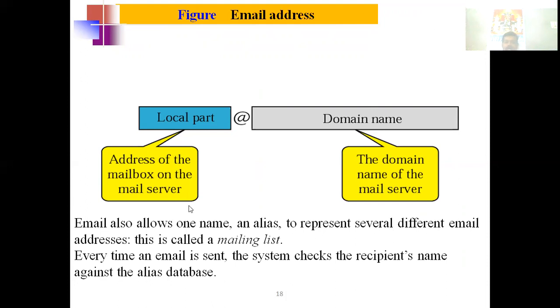Email also allows one name, an alias, to represent several different email addresses. This is called a mailing list. Every time an email is sent, the system checks the recipient name against that alias database. So for each mail, we can give one name. Whenever a mail is coming from that particular name, it will show that name.